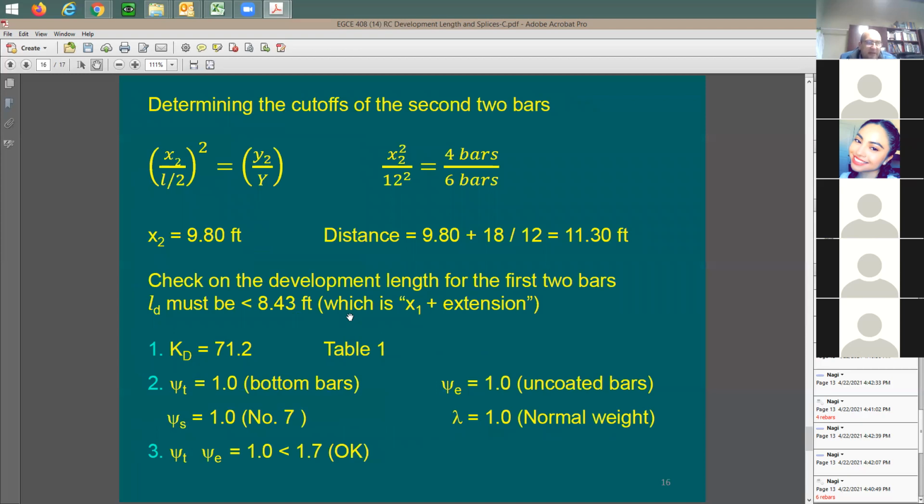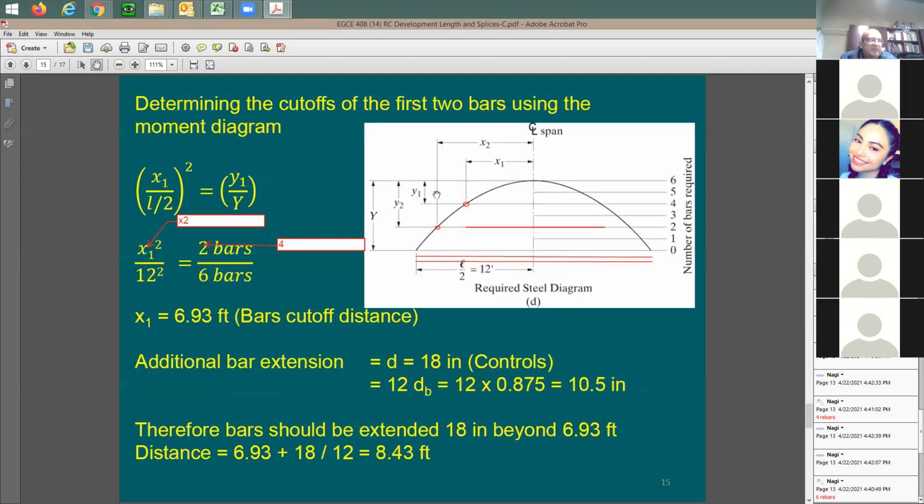Now, you'd like to see here, how about this, L sub D? I mean, L sub D starts from here. Do you have enough development length for these 2 rebars? I understand that you're going to use 8.43 here, but is L sub D going to be within this 8.43 or is it going to be more? Because if L sub D is going to be more than 8.43, it means I need to extend the bar more. So I'm hoping here that L sub D is going to be smaller than 8.43.